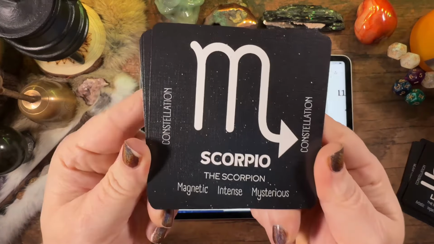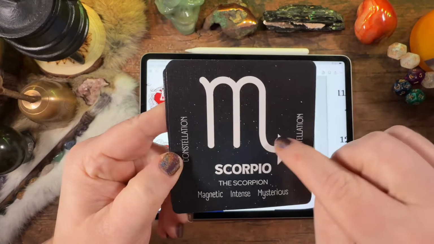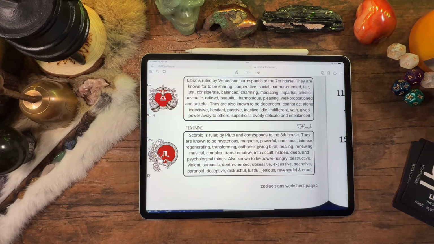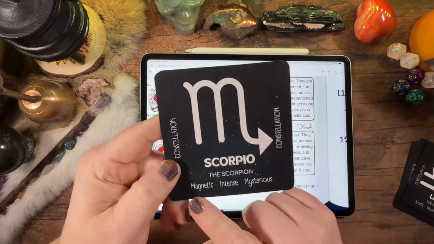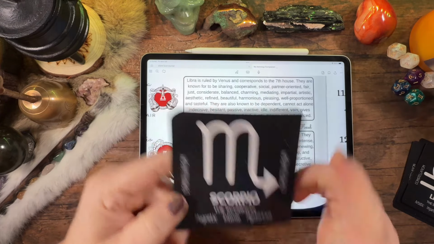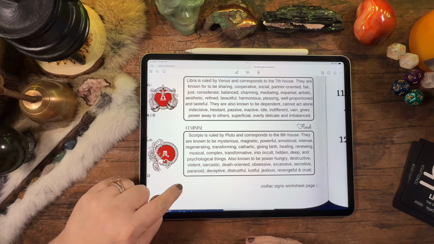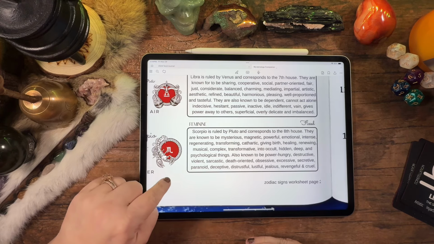This is what the symbol looks like. It kind of looks like the Virgo, except this just has a little tail, like a devil's tail, or a scorpion tail. Magnetic, intense, mysterious. So, Scorpio is ruled by Pluto and corresponds to the 8th house. Traditionally, Scorpio was also ruled by Mars.